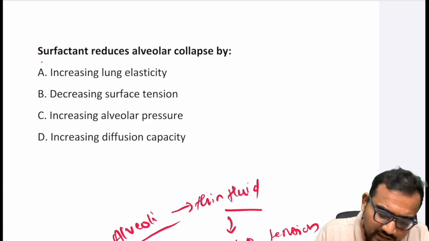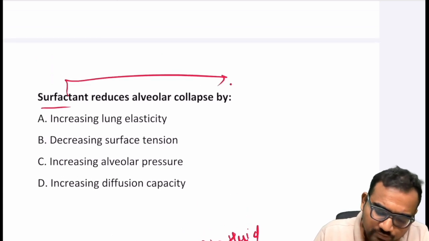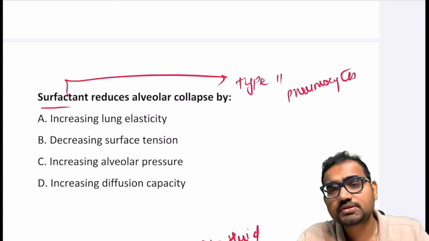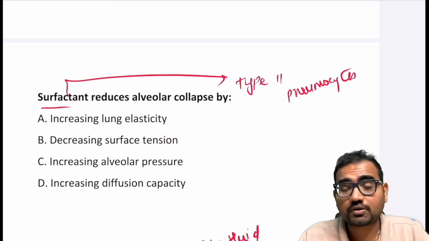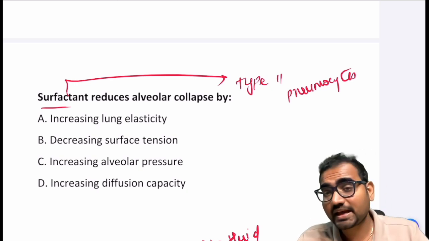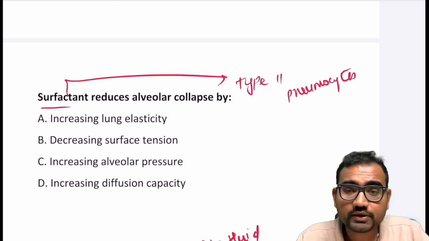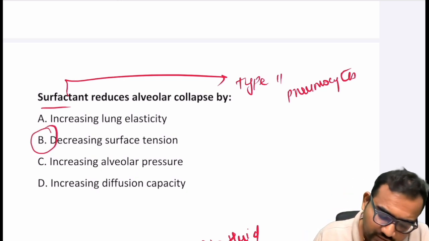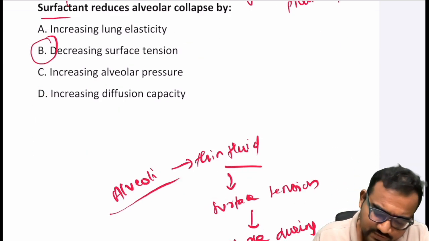They are basically produced by type 2 pneumocytes. So what is the function of these surfactants? They reduce the surface tension of the alveoli, thereby preventing the collapse of the alveoli during expiration. So surfactant reduces alveolar collapse by reducing the surface tension.